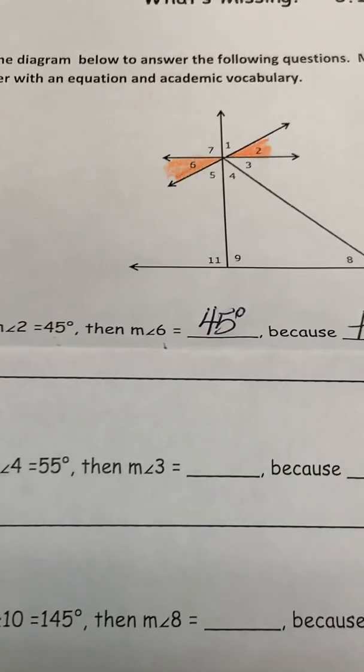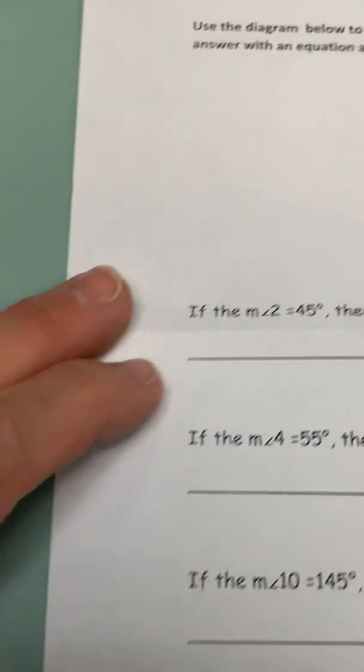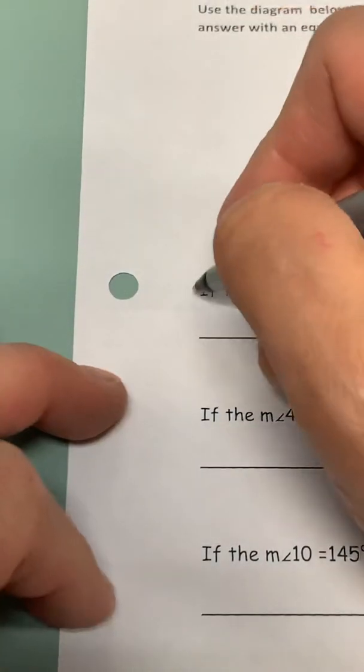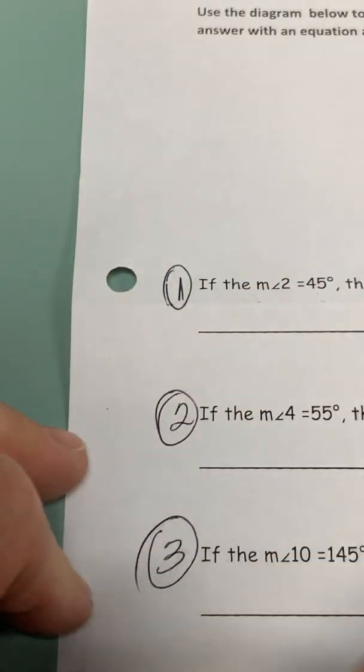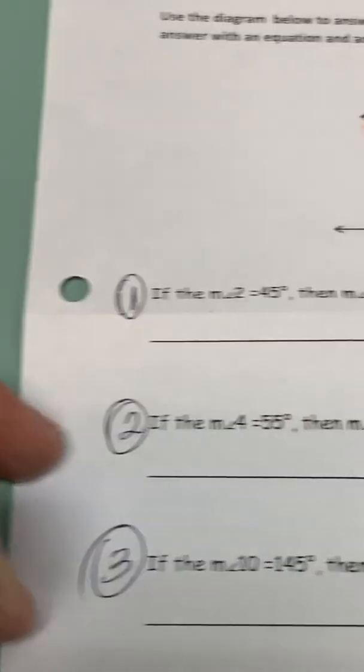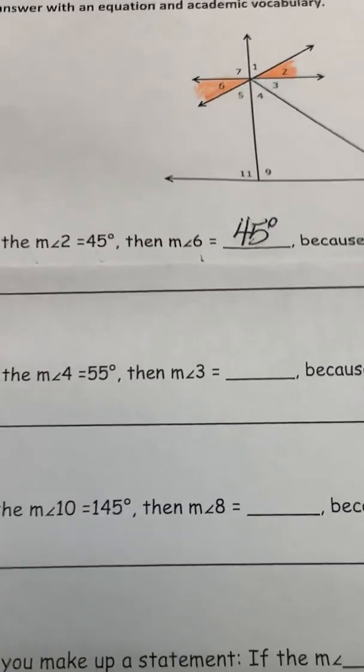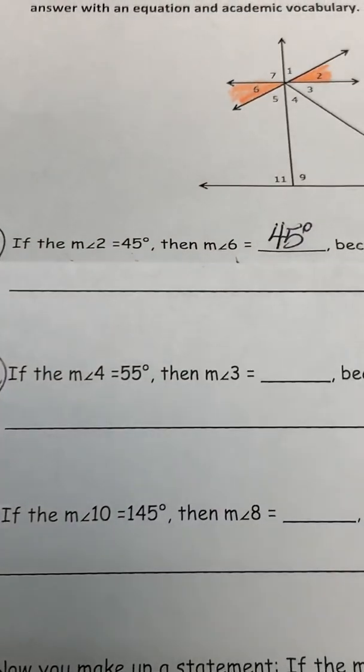Now, on the next part, number your paper. If you would, I'm going to number this number 1, number 2, number 3, and number 4. That would be helpful. Okay, so now looking at number 2, it says if the measurement of angle 4 is 55 degrees, then the measurement of angle 3 is blank.